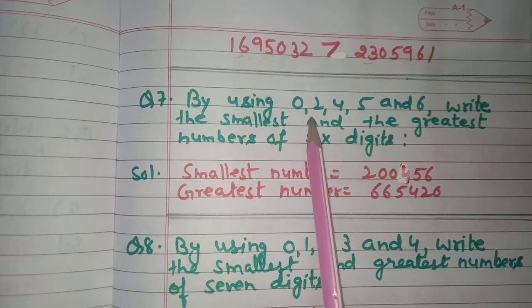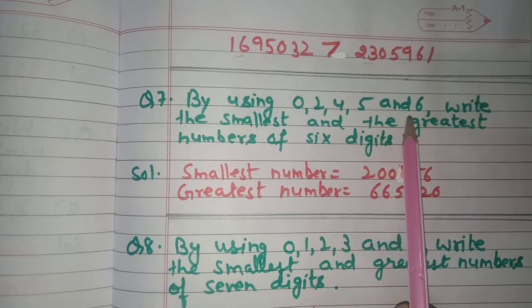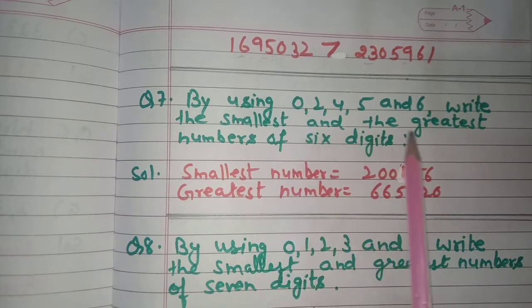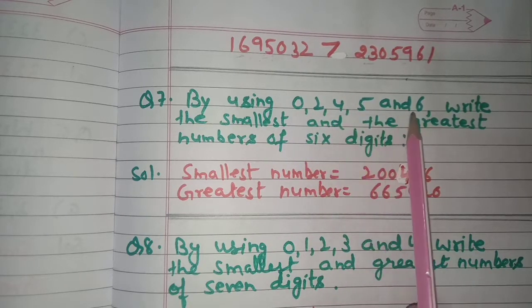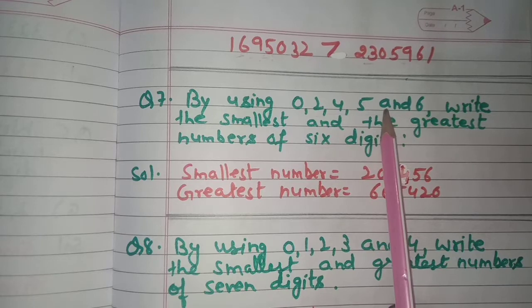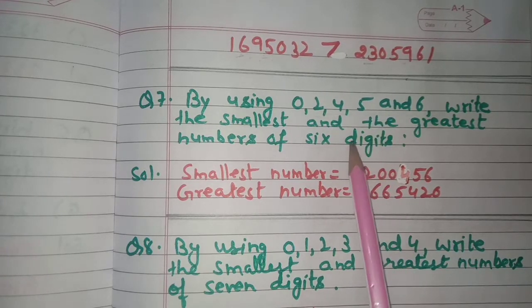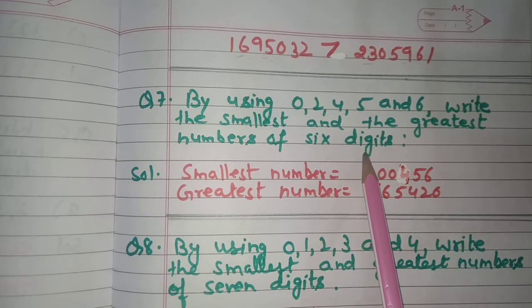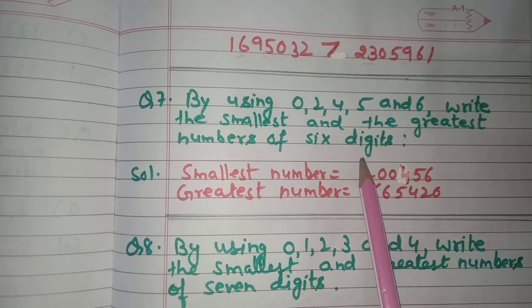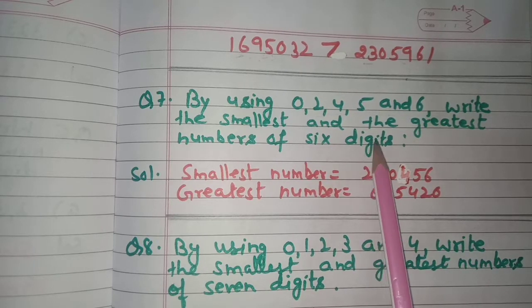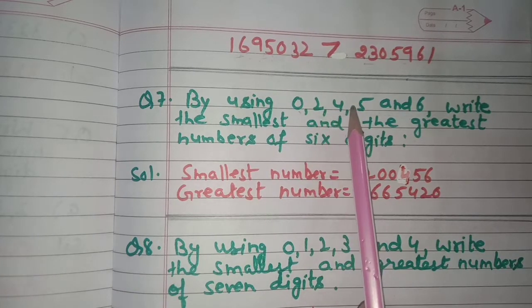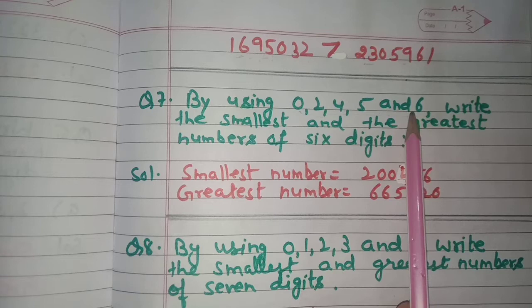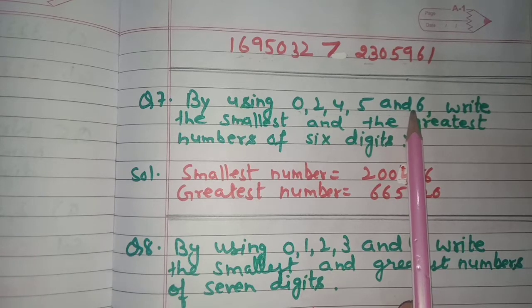By using 0, 2, 4, 5 and 6, write the smallest and the greatest numbers of 6 digits. So here we are given how many digits? 5 digits, but we need to frame 6-digit numbers, smallest and greatest. It means we need to repeat 1 digit. So when we frame the smallest number, we will repeat the smallest digit, and when we write the greatest number, we will repeat the greatest digit to make a 6-digit number.